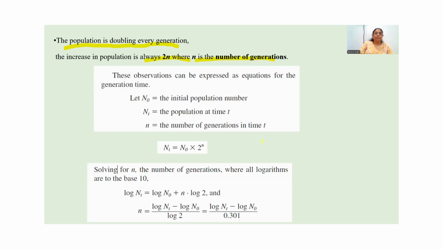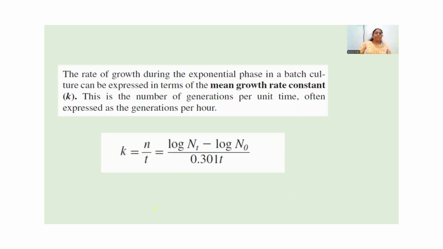So here, solving it for n: log of Nt is equal to log of N0 plus n log of 2. Now we have to solve it for n. That's why n is equal to log of Nt minus log of N0, divided by log of 2. The log of 2 is 0.301. That's why (log Nt minus log N0) divided by 0.301 is equal to n. By this equation, you can calculate the number of generations.